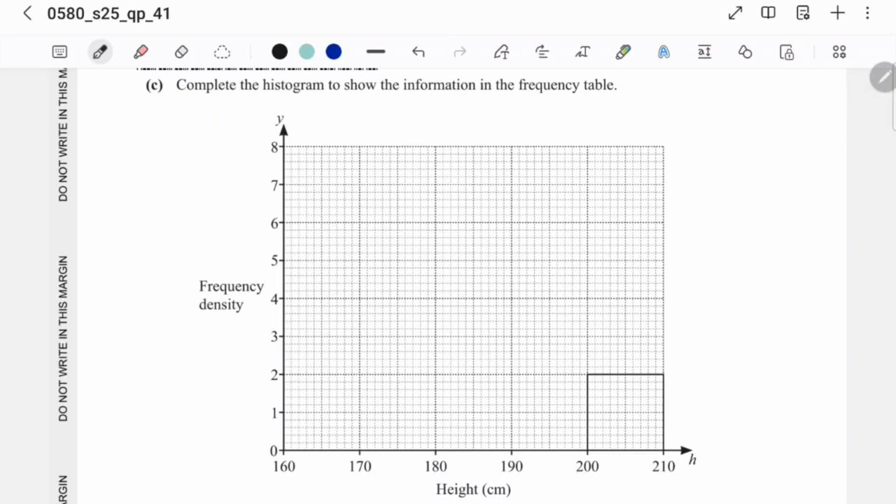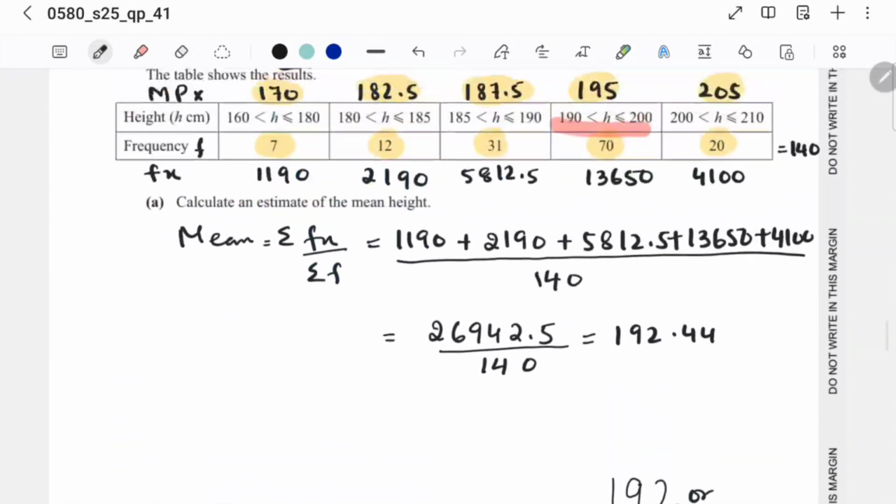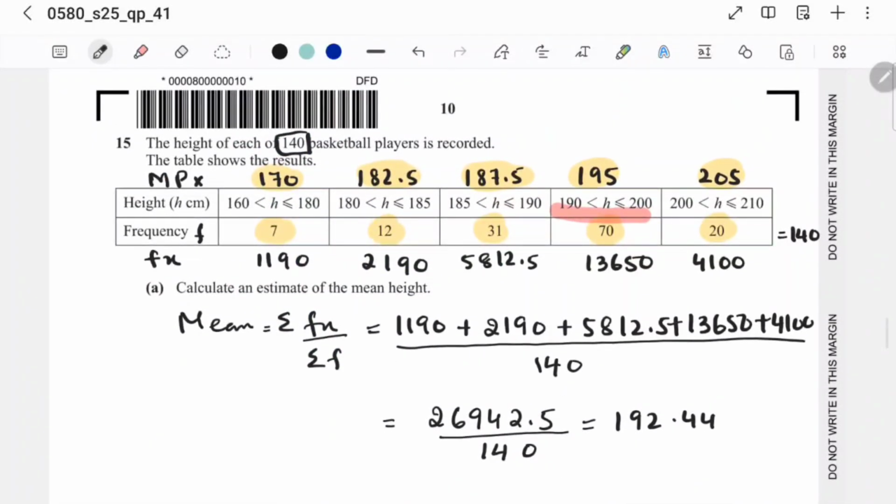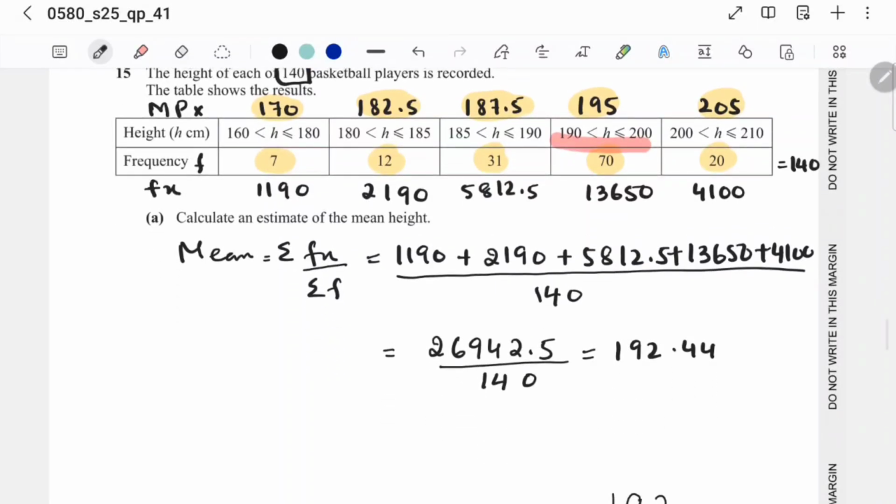Complete the histogram to show the information in the frequency table. For the histogram we need to find out the frequency density. So let's calculate the frequency density first. Frequency density is frequency over class width. I'm just writing down all the class widths. The class width for the first one, 160 to 180, is 20.